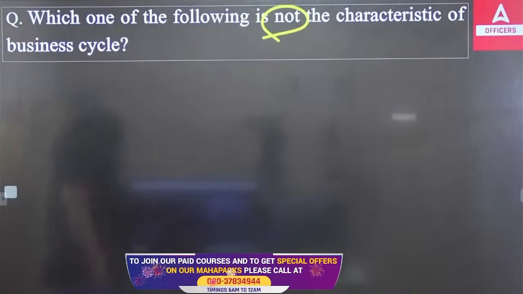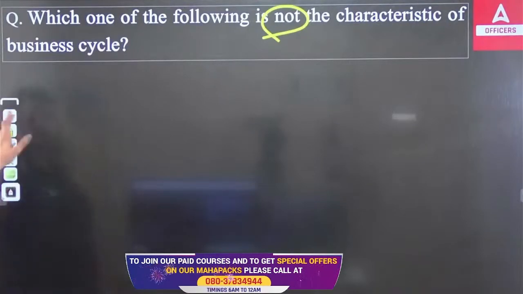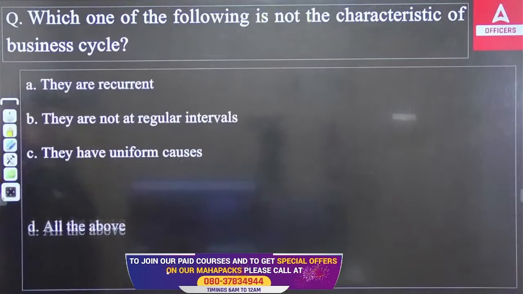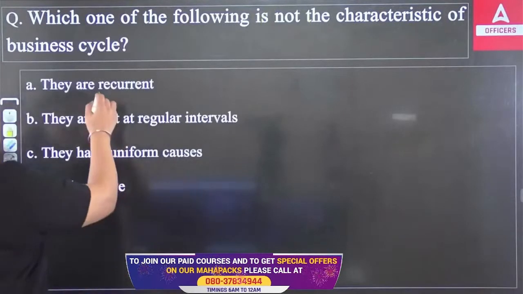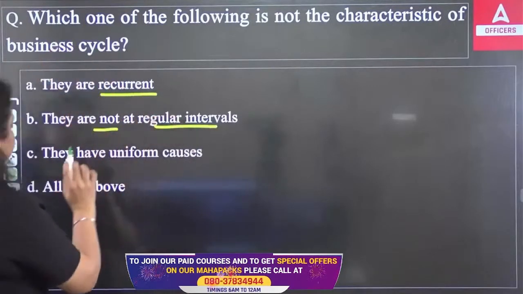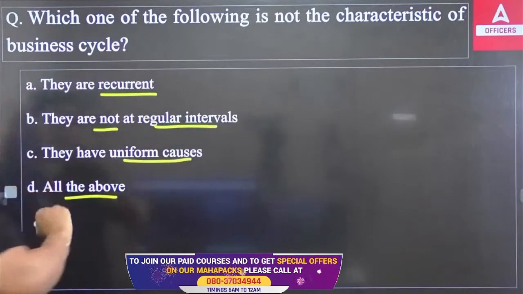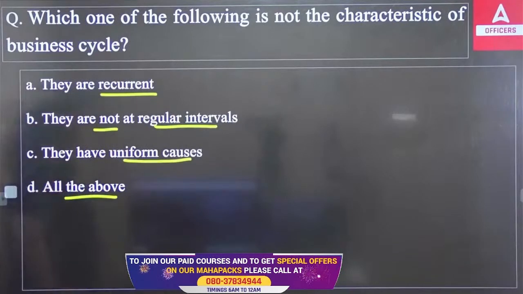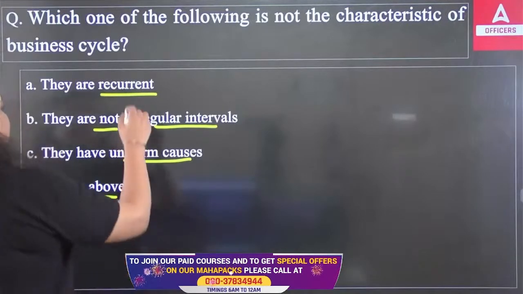Let me know. So first, we have these 4 options: they are recurrent, they are not at regular intervals, they are uniform causes, all of the above. Which of the following is not a characteristic? You have to answer. If I am talking about the first one, you will find here that is true.